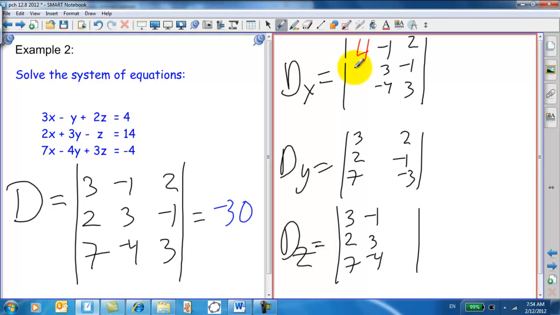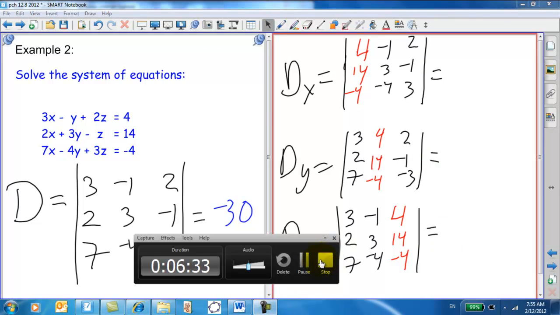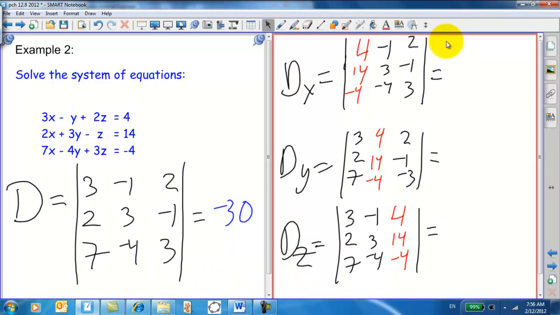Four, 14, negative 4, 4, 14, negative 4, 4, 14, negative 4. And now these should be easy enough to put in the calculator because you can go to the matrix editor and just change that column and then find out all these new values. Okay, let's look these up before we go on to our next step. On the calculator, go. Okay, and oddly enough, you get negative 30 for D sub x as well.